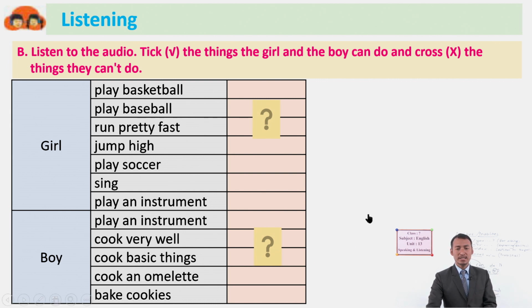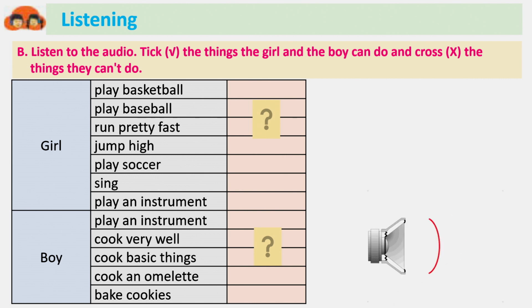I'll play the audio three times. Okay, students, for the first time, you just listen to it and don't do anything, just get the idea. And at the second time, you will do the ticking and crossing the answers, and finally we will play the audio and you will correct all your answers orally. Okay, students, are you ready? Okay, so I'm going to play the audio. Please listen to it carefully.